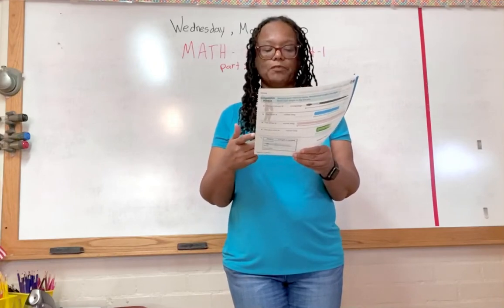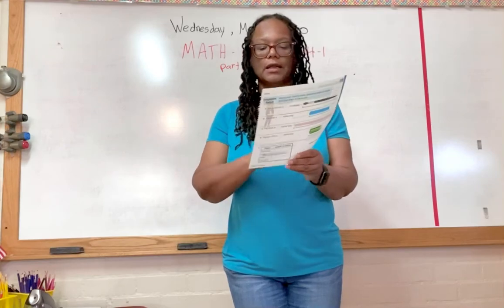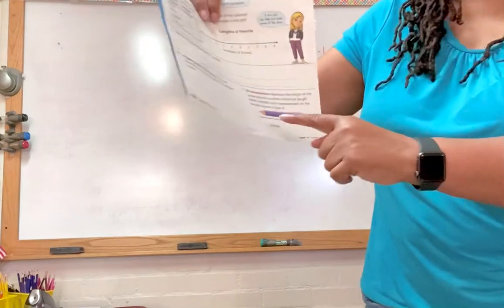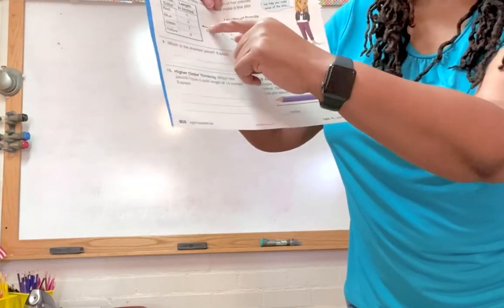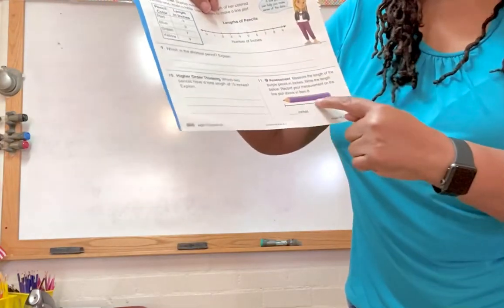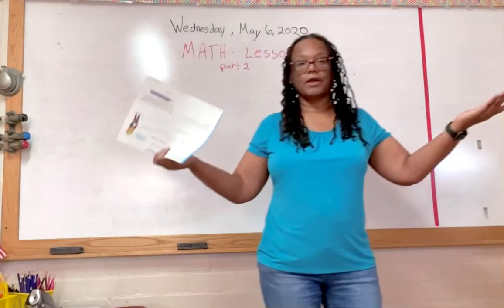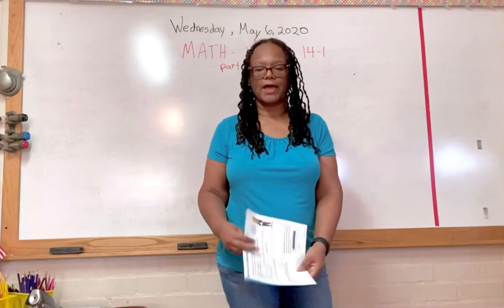Write the length below. Record your measurement on the line plot in item 8. So when you measure this one, you're supposed to put it up here on the dot in number 8. However long this is, put a dot over there. And there you have it. That was easy. Go ahead and do that.